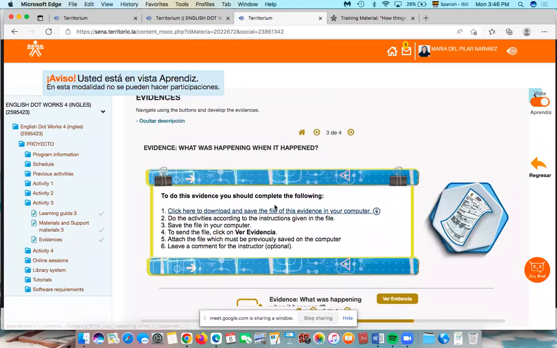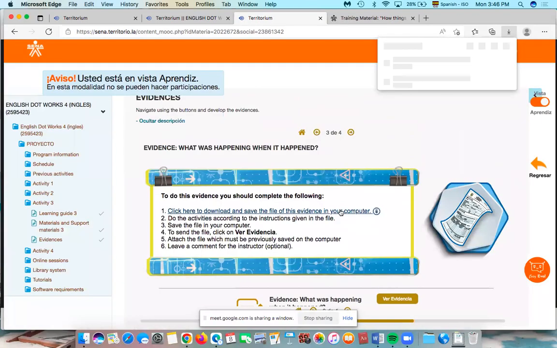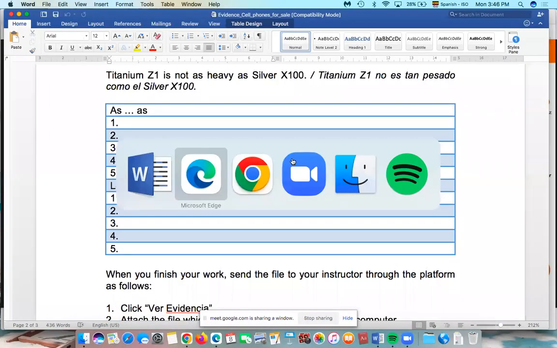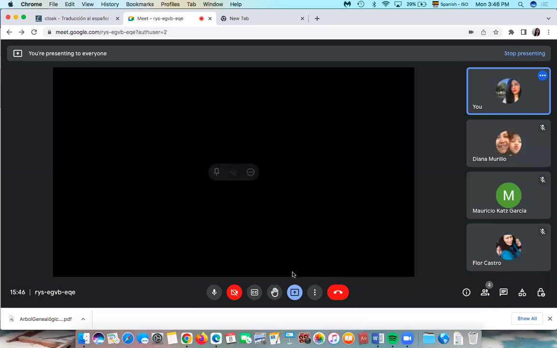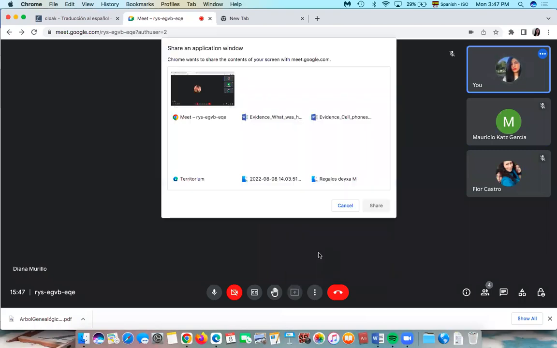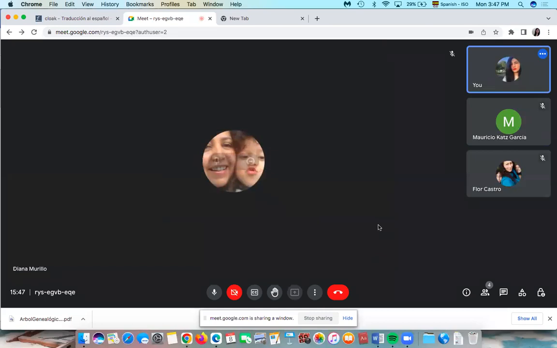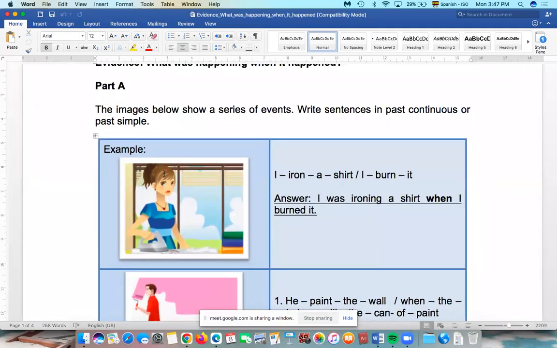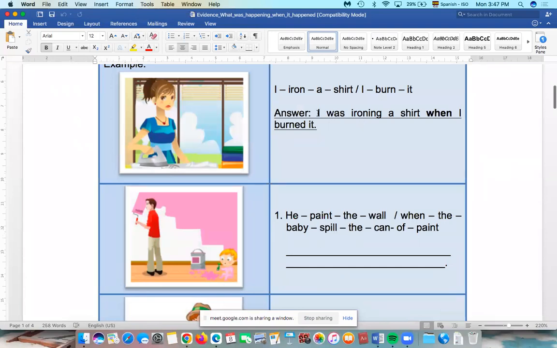Okay, the second activity here is what was happening when it happened. Let me share this file with you. What was happening when it happened? You see? So the example. We have different events. The idea is that you look at the picture, check the situation, and try to answer based on what is going on, you see? So for example, the man, yes? He was painting the wall when the baby spilled the can of paint, yeah?